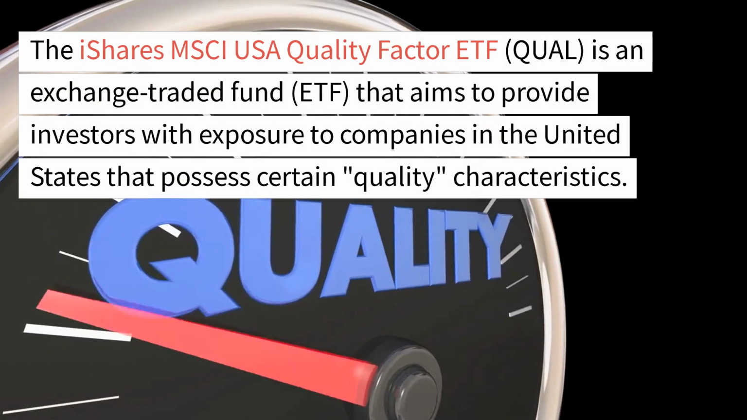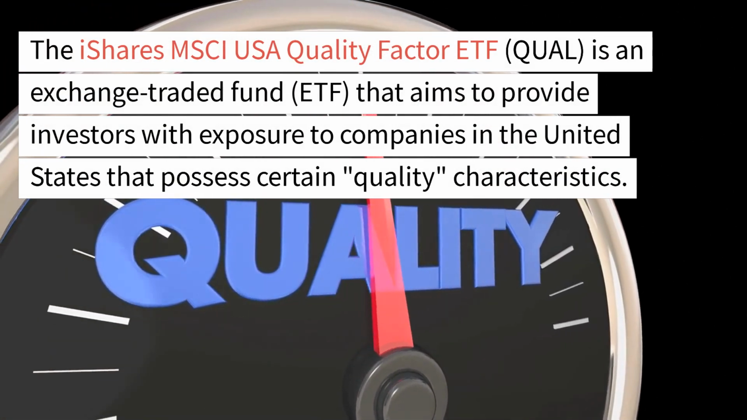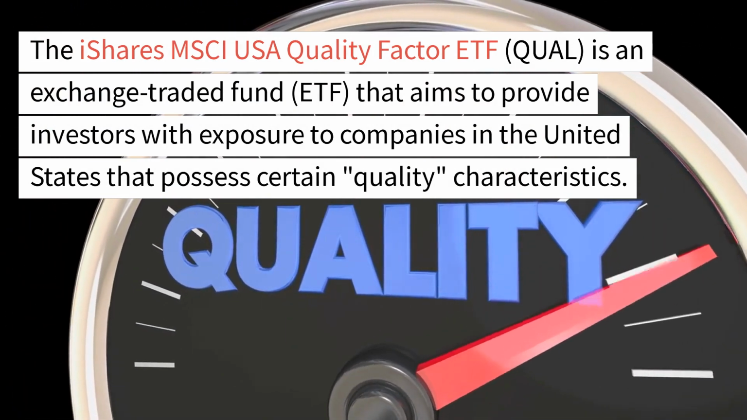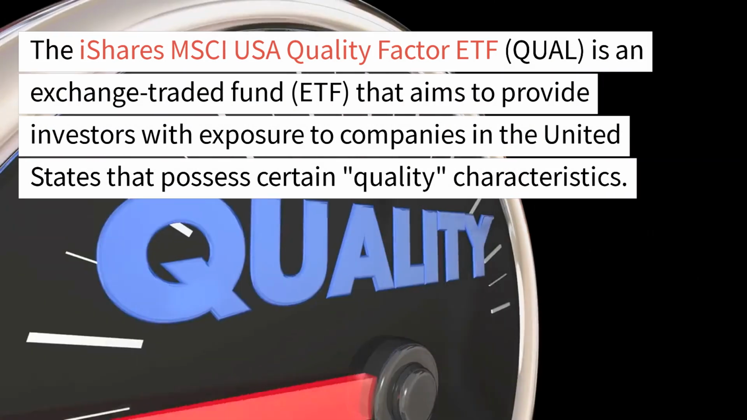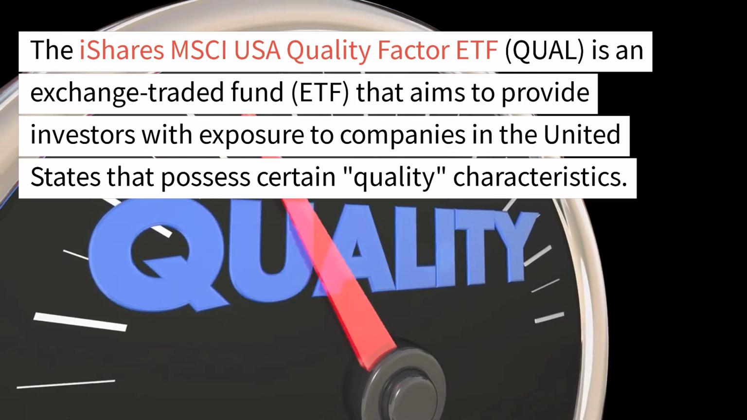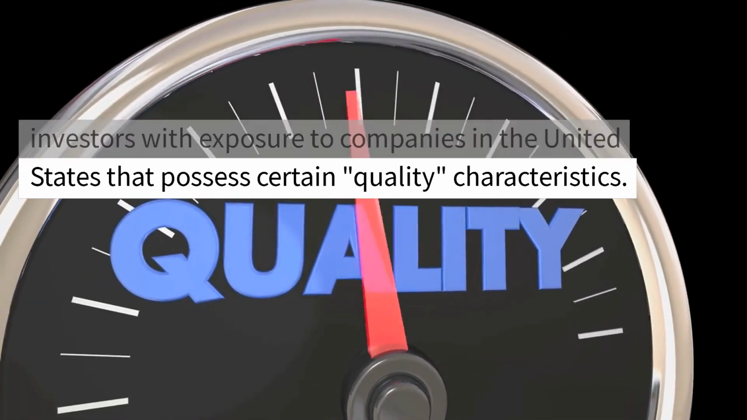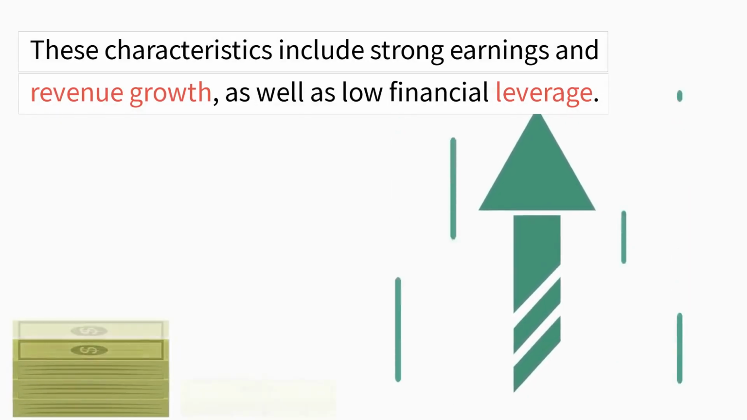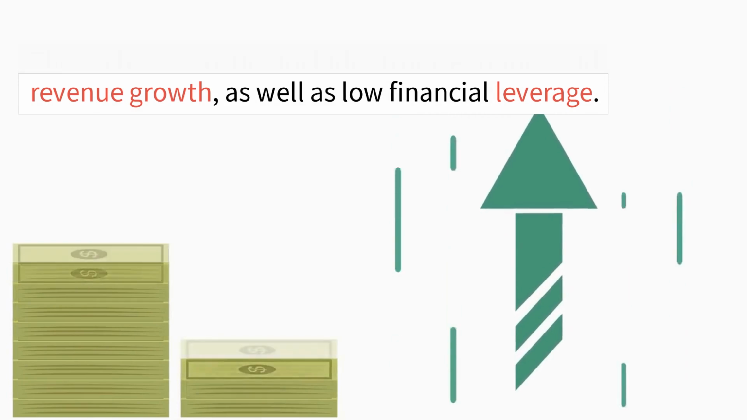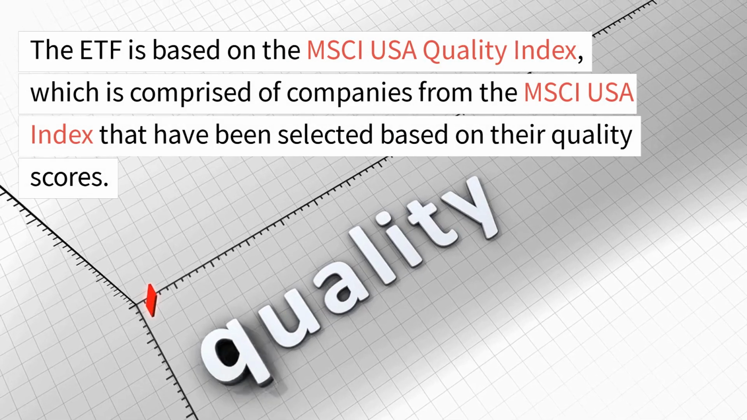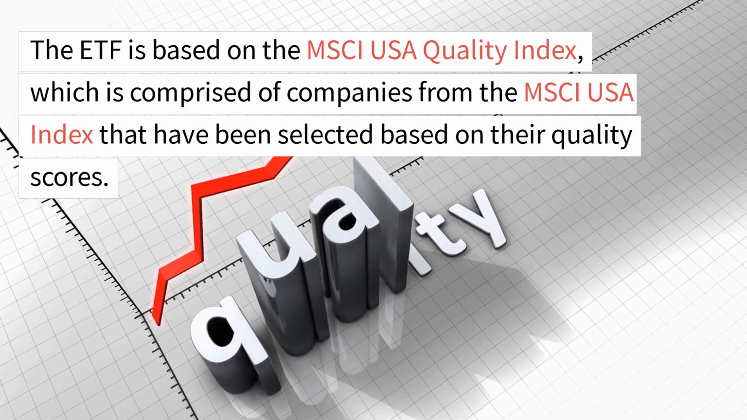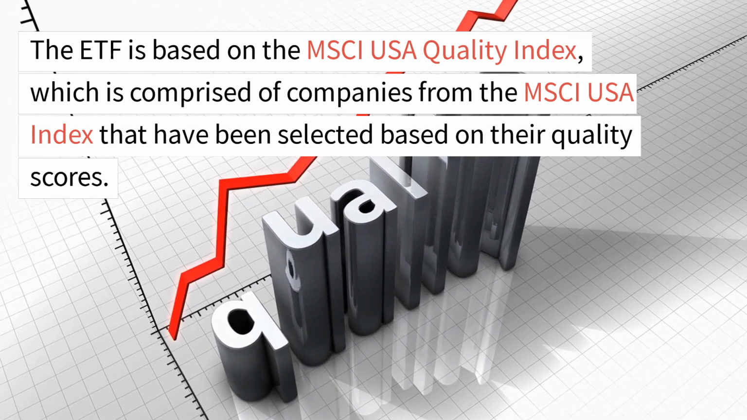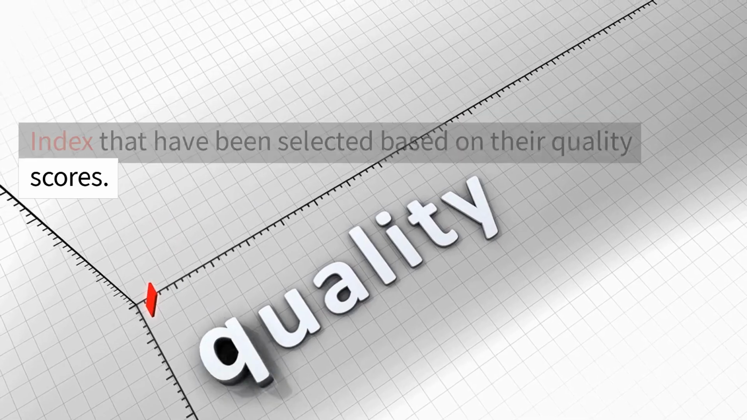The iShares MSCI USA Quality Factor ETF, QUAL, is an exchange-traded fund, ETF, that aims to provide investors with exposure to companies in the United States that possess certain quality characteristics. These characteristics include strong earnings and revenue growth, as well as low financial leverage. The ETF is based on the MSCI USA Quality Index, which is comprised of companies from the MSCI USA Index that have been selected based on their quality scores.